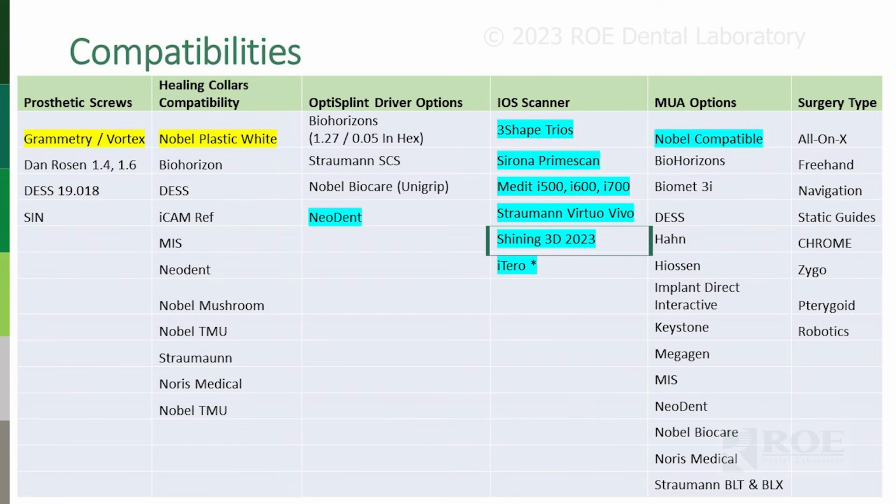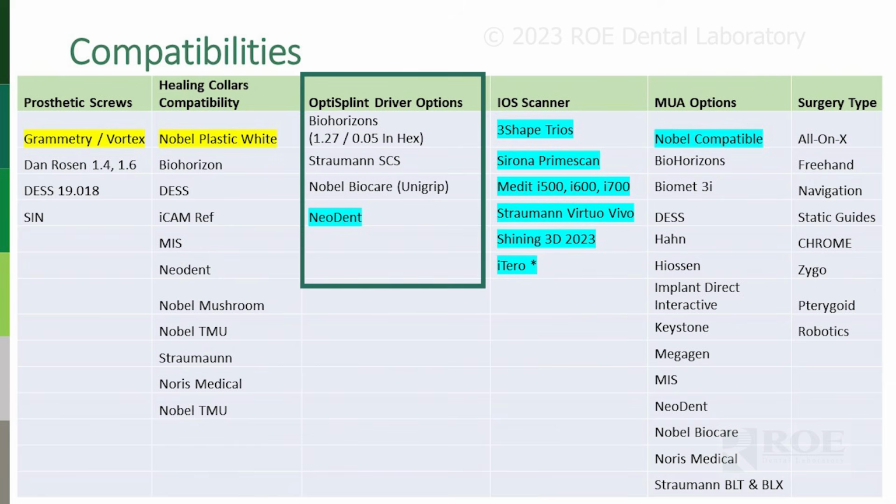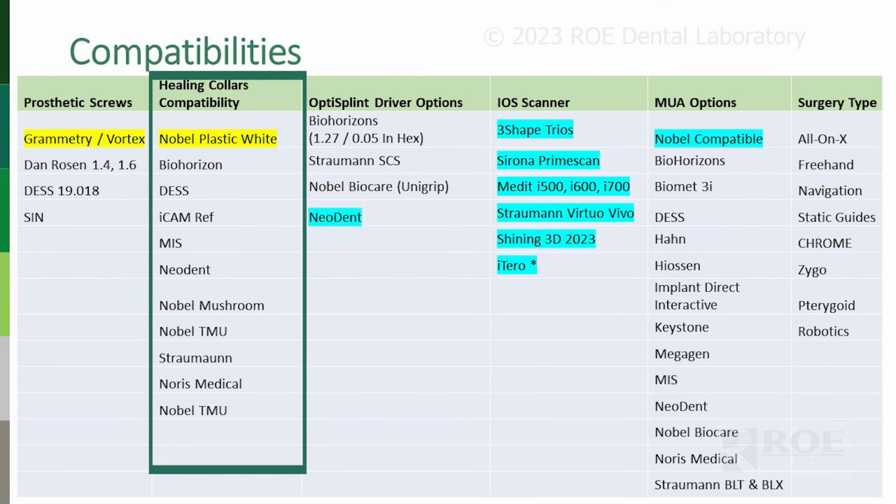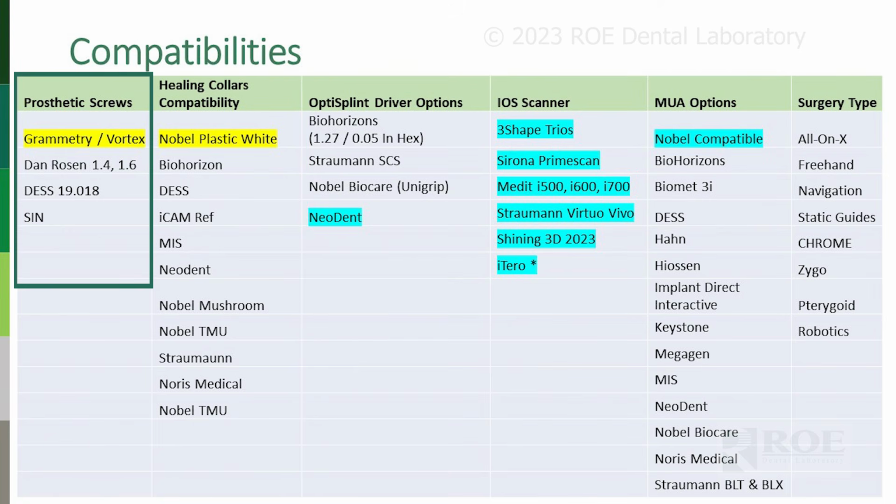But you can also buy the face scanner, and the face scanner and the iOS scanner, they are compatible. So you scan and they automatically register, and off you go, sending it to us. And their face scanner is the best on the market. I mean, I've seen them all. It is incredible for $5,000. OptiSplint, these are the different kits that you can buy. These are the healing collar compatibilities, and there's more as you saw. And then the prosthetic screws that you'll need to screw in your temporaries that you're printing.